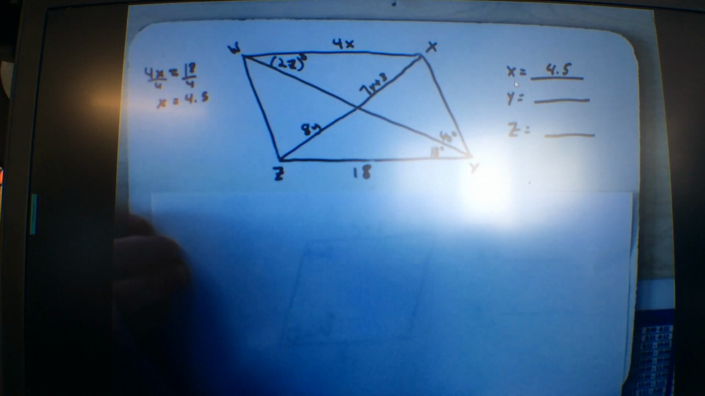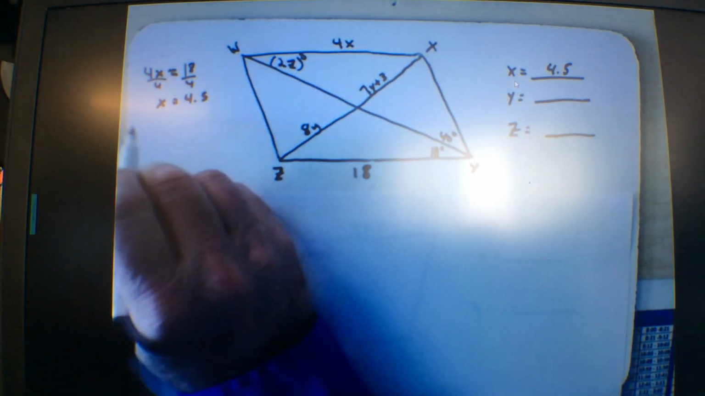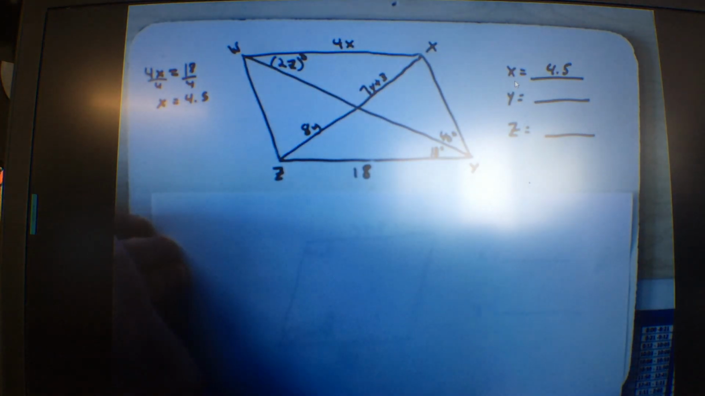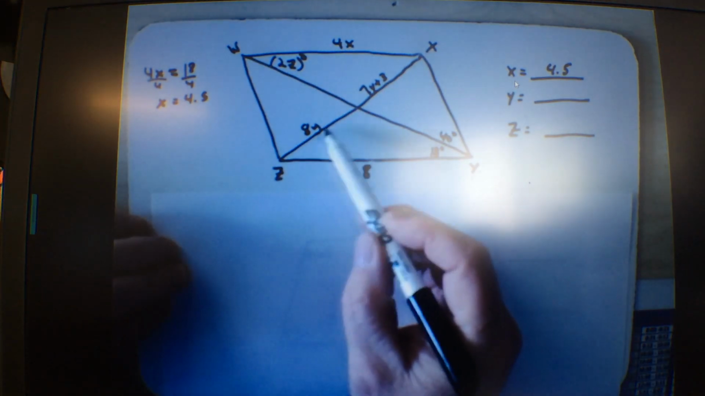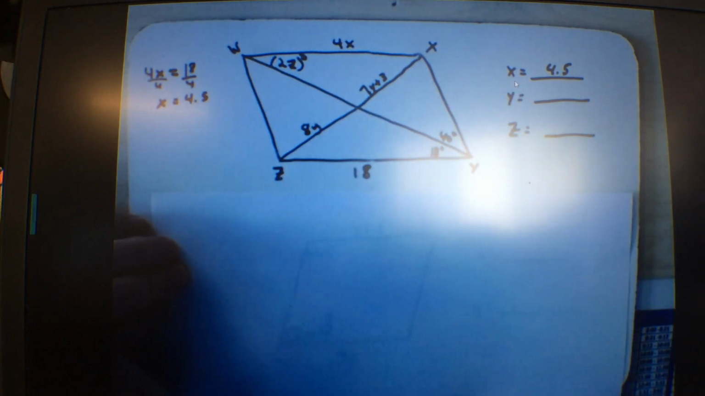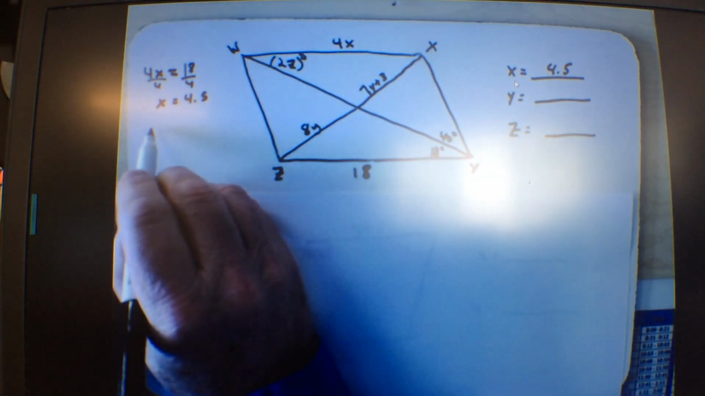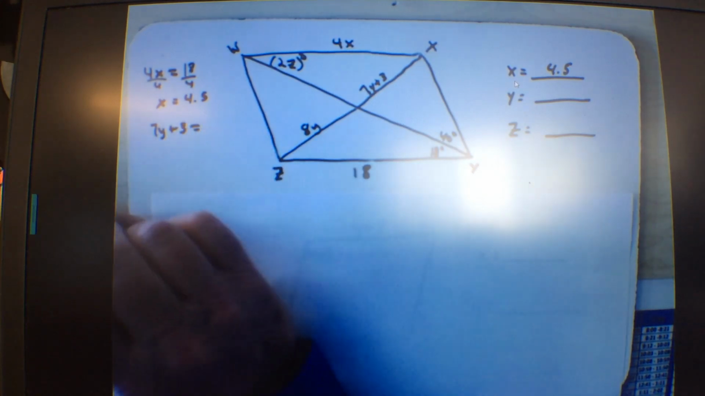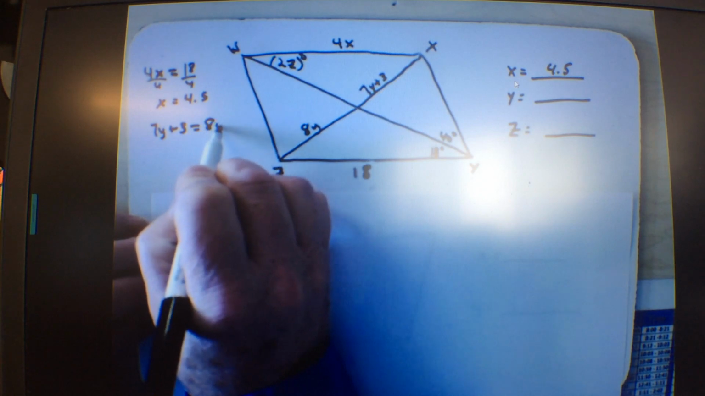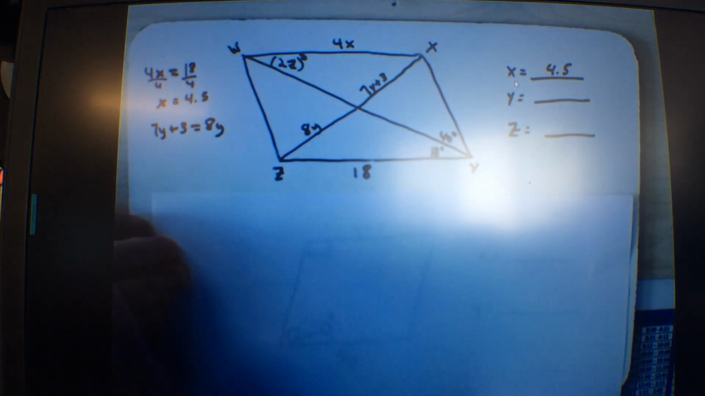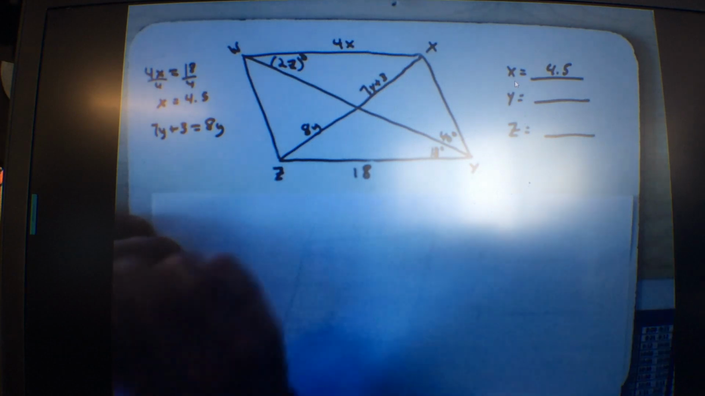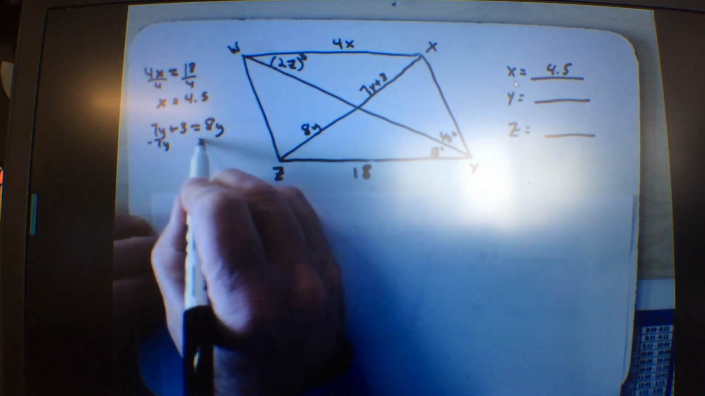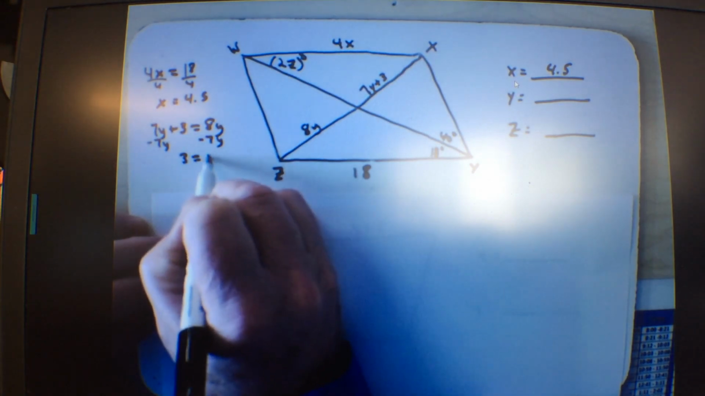So now how do I find y, Nelcha? Y is here and here. How about 7y plus 3 equals 8y? Okay, and that theorem is because the diagonals bisect each other, right, Kagan? All right, so I'm going to subtract 7y from both sides, and I get 3 equals y. Is that correct?